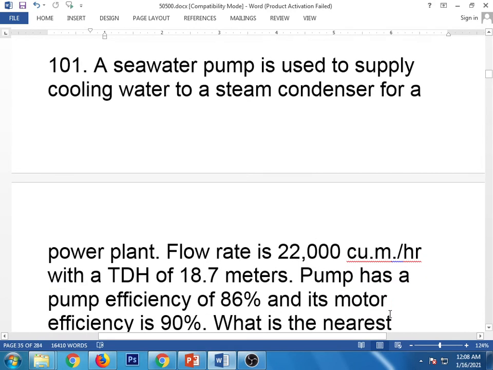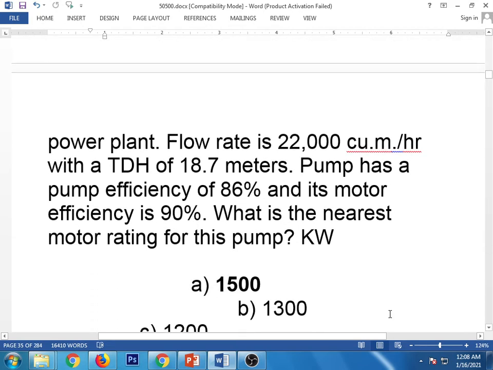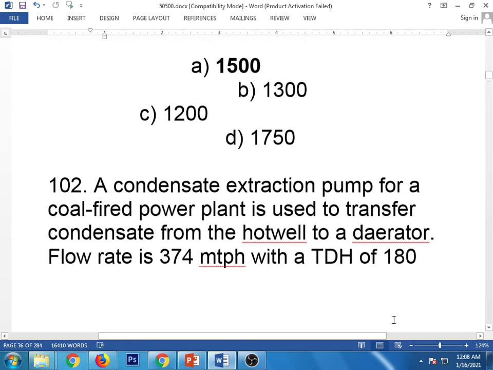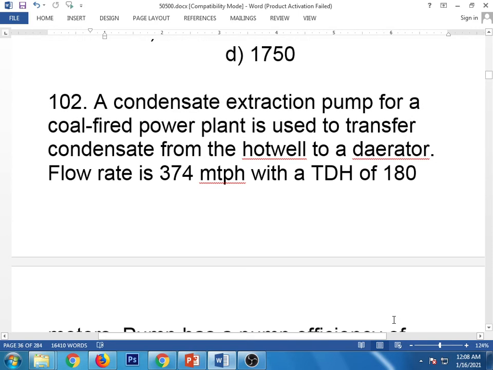A seawater pump is used to supply cooling water to a steam condenser for a power plant. Flow rate is 22,000 cubic meters per hour with a TDH of 18.7 meters. Pump efficiency is 86% and motor efficiency is 90%. What is the nearest motor rating for this pump in kilowatts? Answer: 1,500.